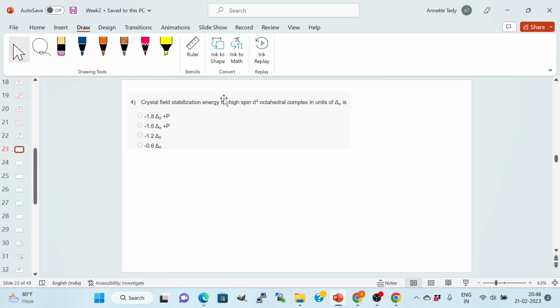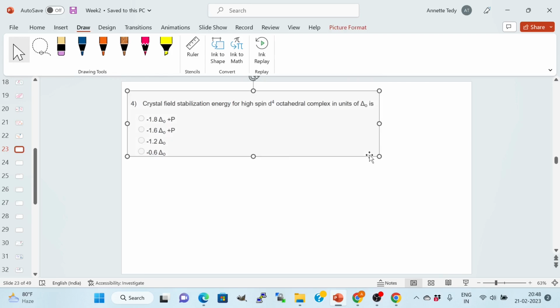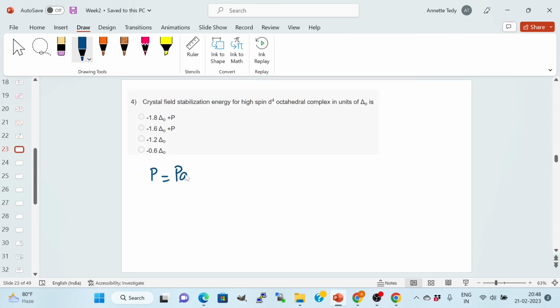This is also an important question. The concept of P. P is something called pairing energy. Whenever an electron pairs, for this pairing we need to provide some energy, that is called the pairing energy. Why do we need to provide energy? Because both electrons are of the same nature. Each electron has a negative charge, so negative and negative will repel, and to overcome this repulsion we need to give some energy to pair the electron. That is called the pairing energy, or the P.